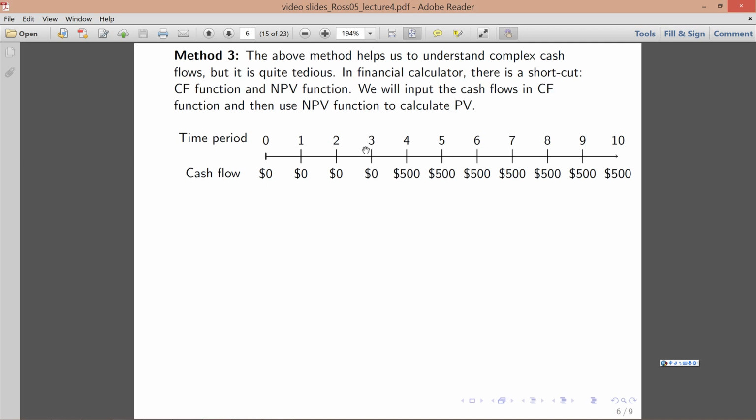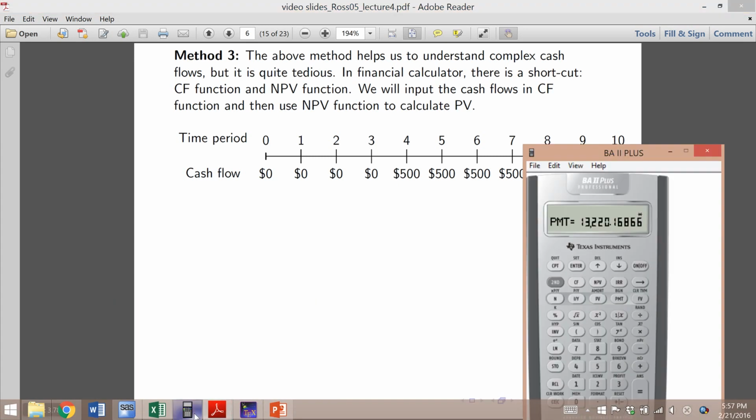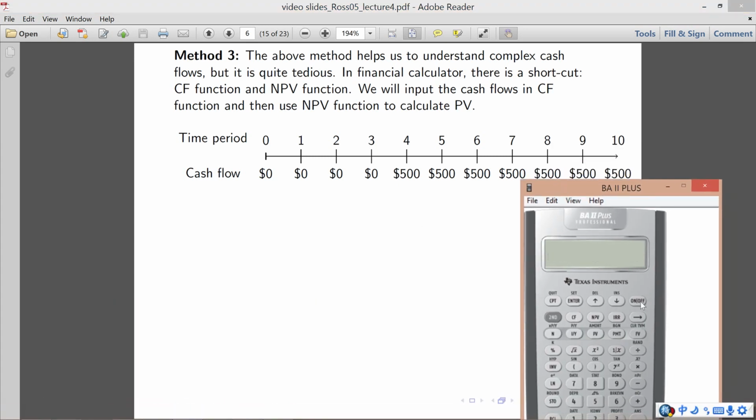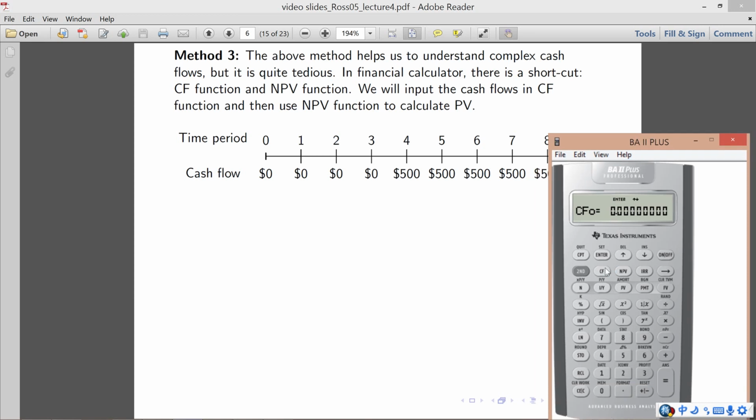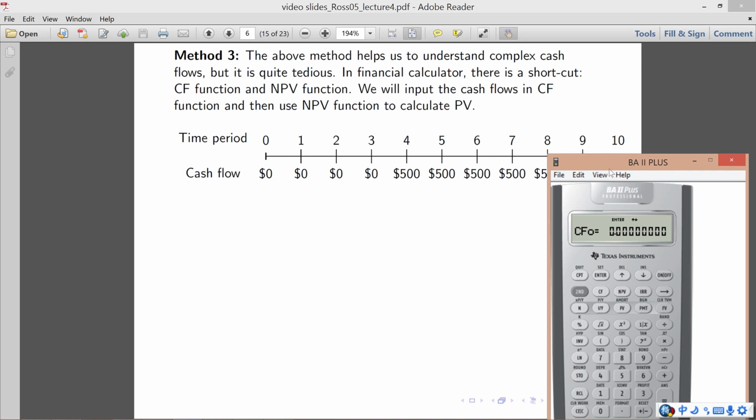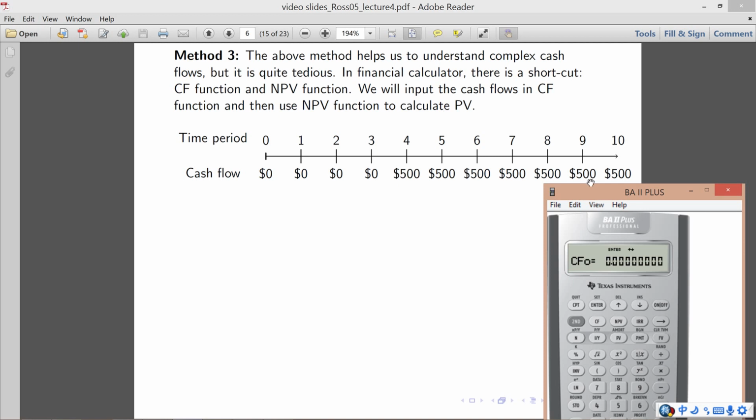It's called the CF function. So the way to use it is that, whenever you go into the CF function, you want to clear the memory first. Make sure that all the parameters inside this function are set back to 0. So the way to do this is to click CF and then second, clear work. Okay, now everything inside it is going to be 0. So the way to use the CF function is that you're going to tell the financial calculator how your cash flows look like, what's the value at time 0, what's the value at time 1, and so on and so forth. And then you're just going to tell the financial calculator your interest rate, and it's going to compute the future value or present value for you. Okay, so instead of doing all those multiple steps, you can get it in one step.